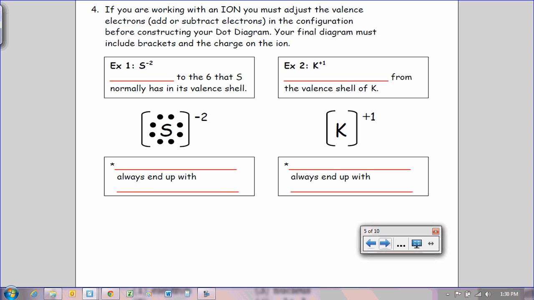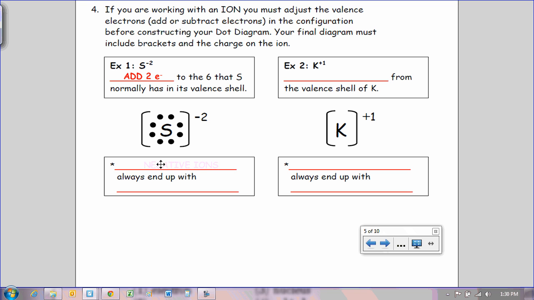Now, if you're working with an ion, you've got to adjust the valence electrons. So you've got to add or subtract those. Again, remember, if you have a positive ion, you have lost electrons, so you must subtract them from the electron configuration on the periodic table. And if you have a negative ion, you have gained electrons. So an example is sulfur, -2. You have to add 2 electrons to the 6 that S normally has in its valence shell. You'd find that by looking at your periodic table. There are 6 in the valence shell, so you have to add 2 electrons to it.